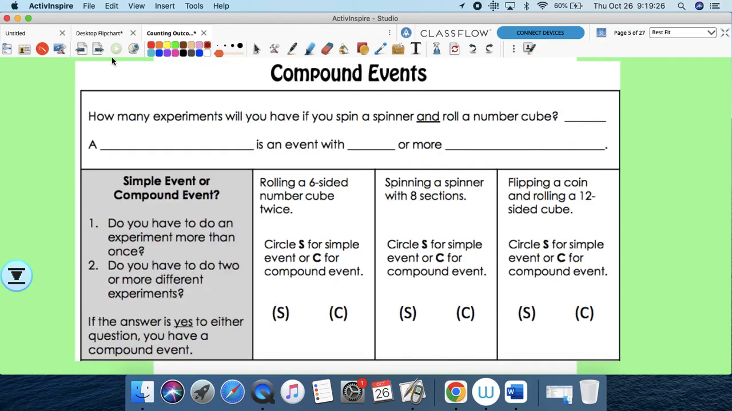Compound events. Now, a compound event is when you're doing two experiments. So look at the question. How many experiments will you have if you spin a spinner and roll a number cube? So there's two things you're doing. Spin a spinner and a number cube. Two experiments. So a compound event is an event with two or more experiments.